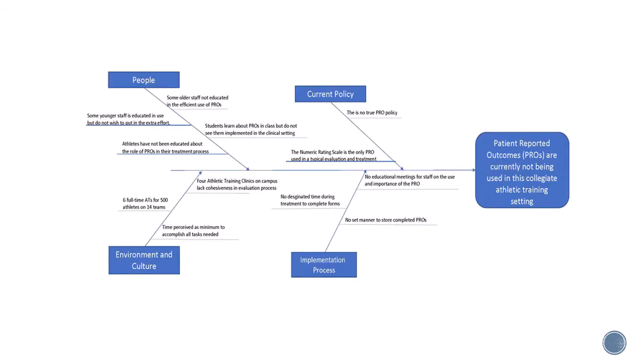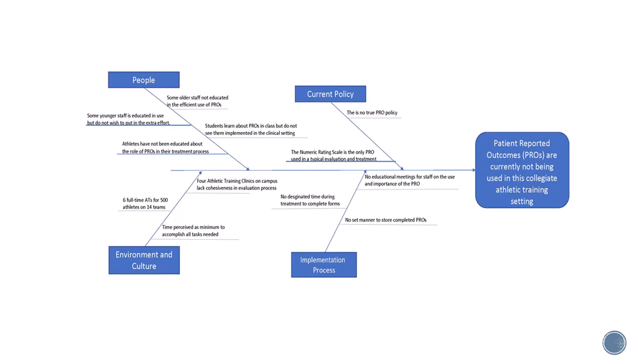When applying the information we know to our fishbone diagram, we see the concepts of people, policy, process, and culture. Our people. Some of the older staff simply were not educated in the efficient use of PROs. Some of the younger staff are educated, but do not wish to put in the extra effort to use them.